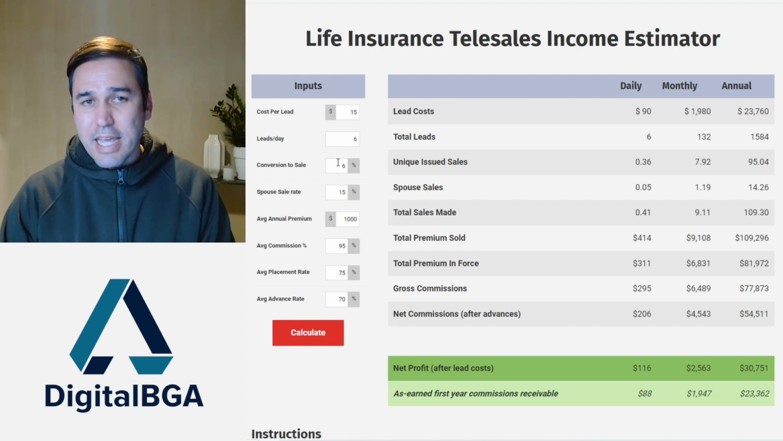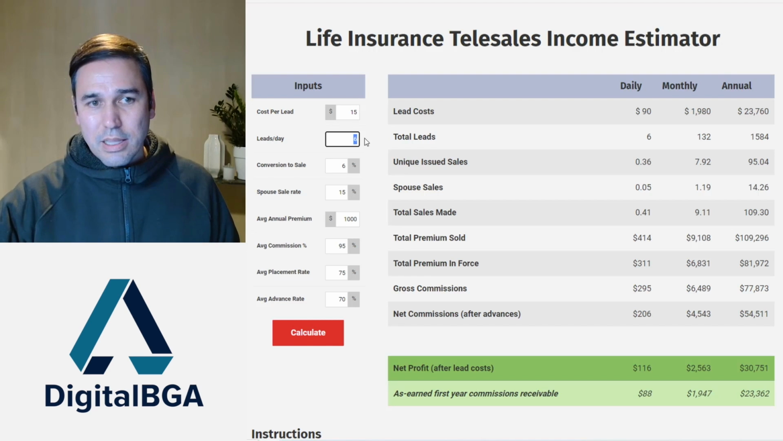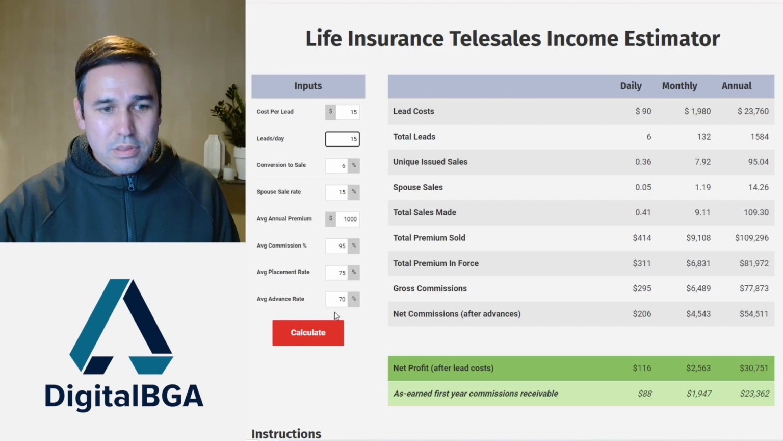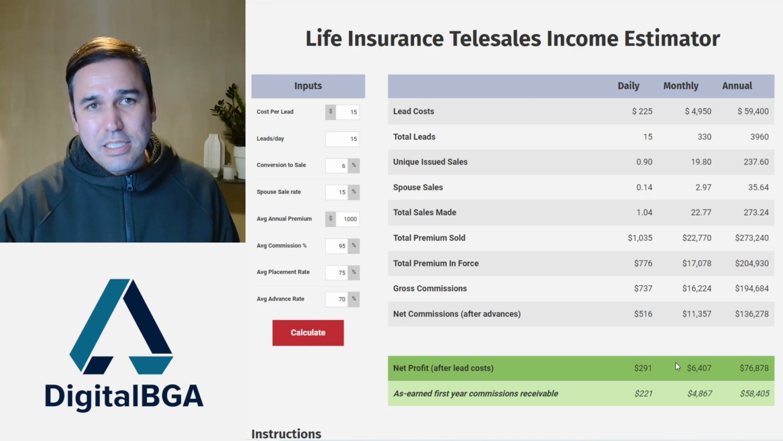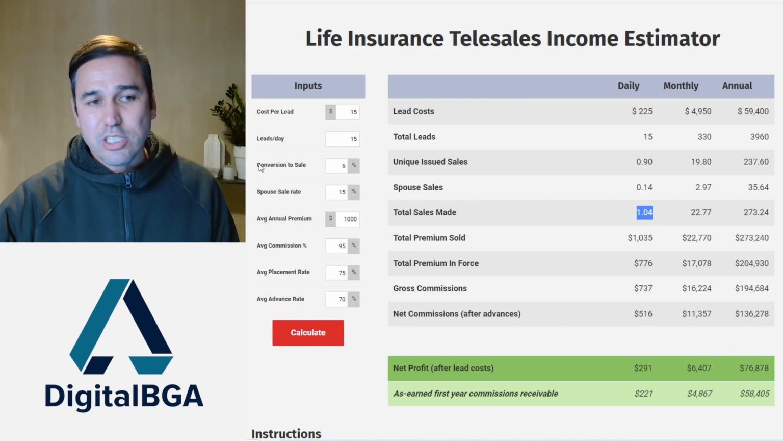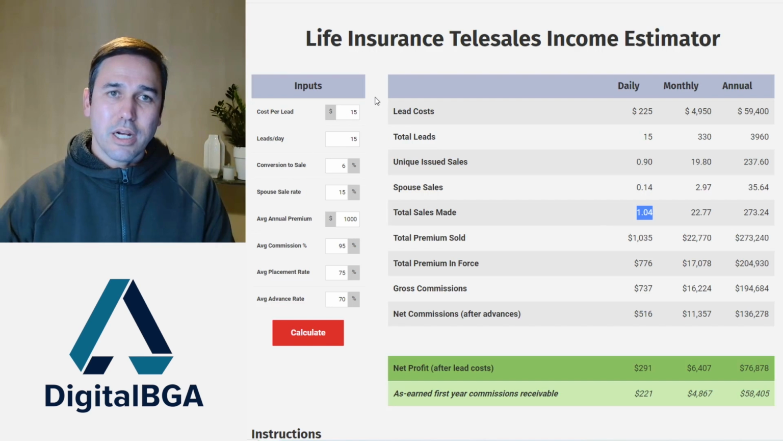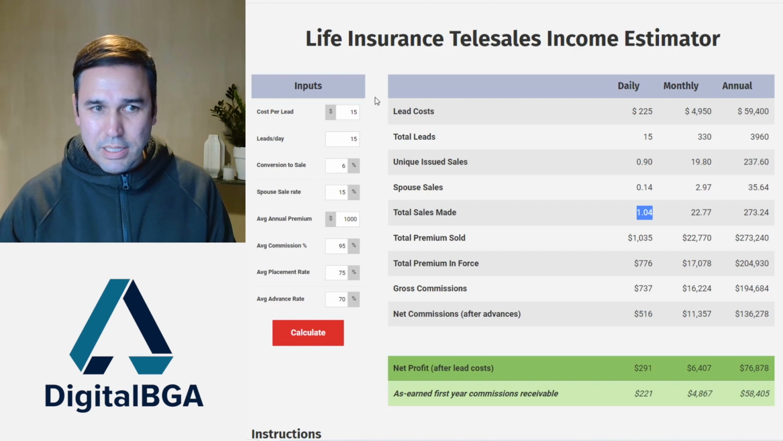If they wanted to maintain and not get better at their presentation and they just want to take more leads, let's just bump this up to 15. Now they're making $6,400 a month and they're going to make 1 sale per day. If they just wanted to bump up the numbers, okay? These are the types of scenarios that you can run on your business.